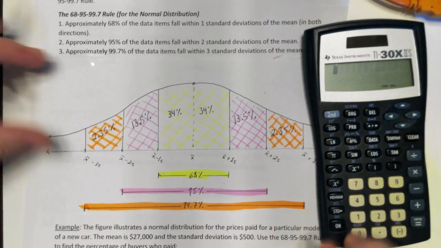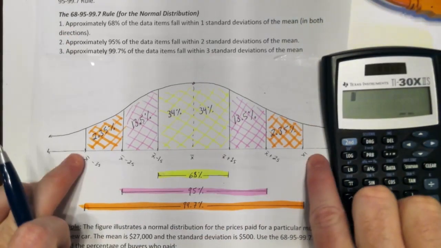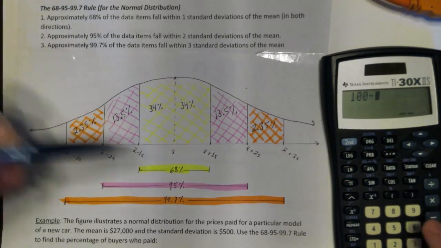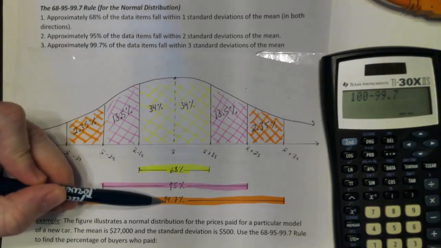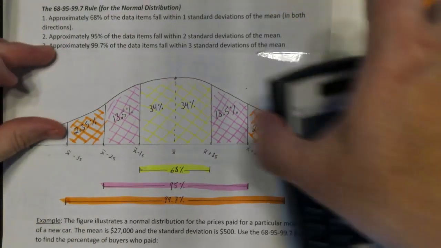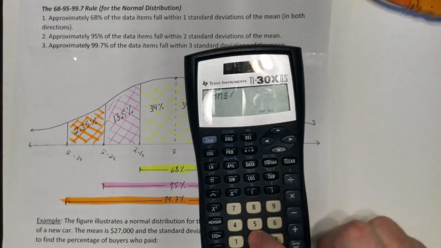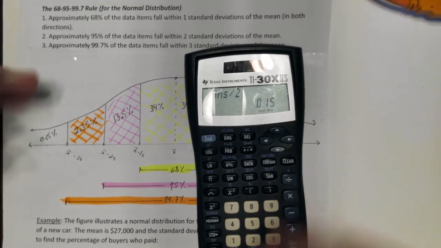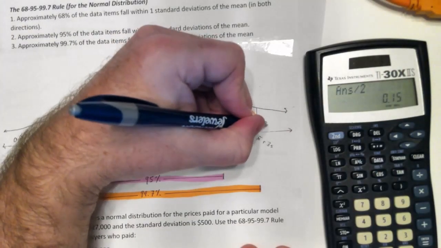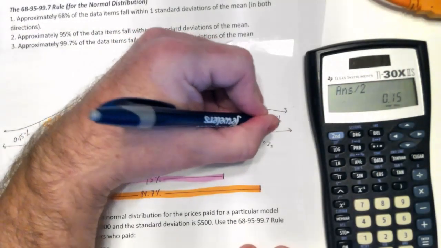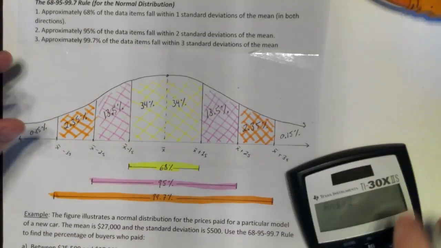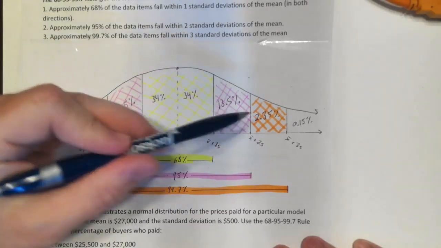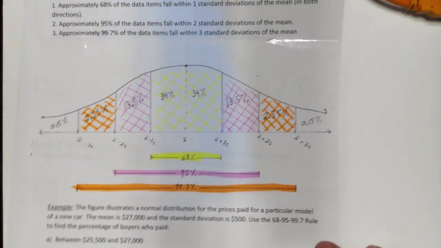Now, this is only 99.7%, so to get the regions on the ends, we have to do 100 minus 99.7. You get 0.3. Divide that by 2, and you get 0.15%. And again, you could add up each of these portions, this plus this plus this plus this plus this plus this plus this plus this, and it should be 100%.